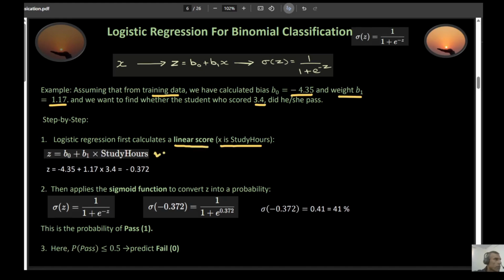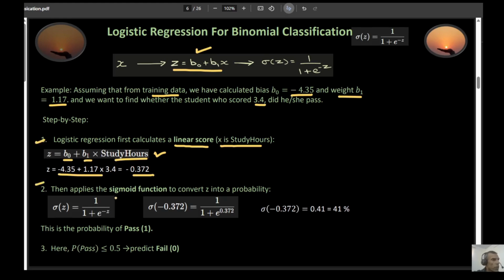So I use my formula. I'm actually using this right here. I plug in my values, B0, B1, and study hours is 3.4. Plug in all the numbers, and your answer is minus 0.372. So this was your step one.